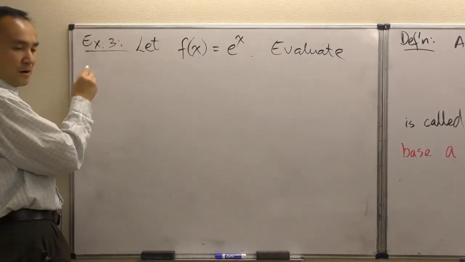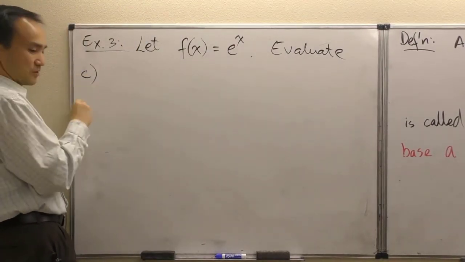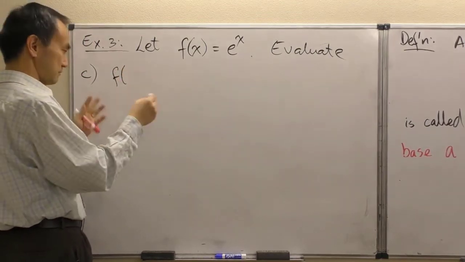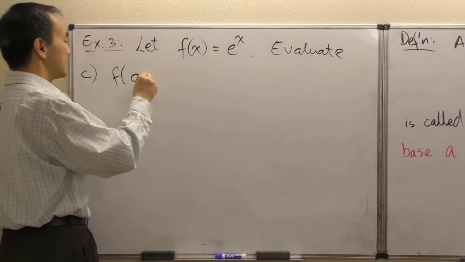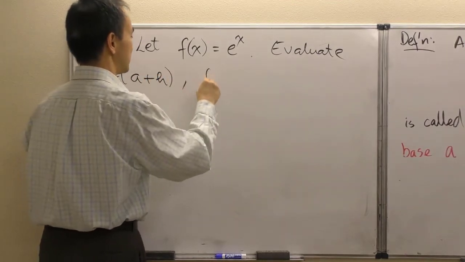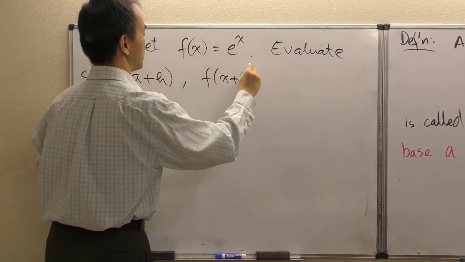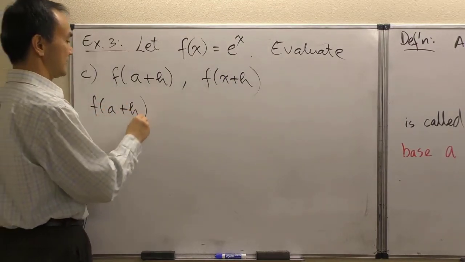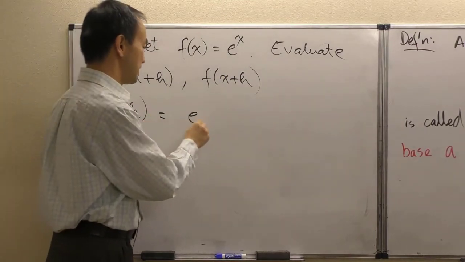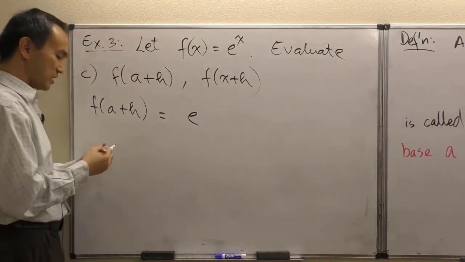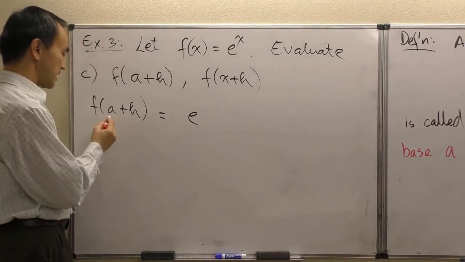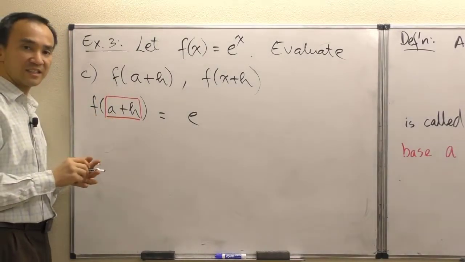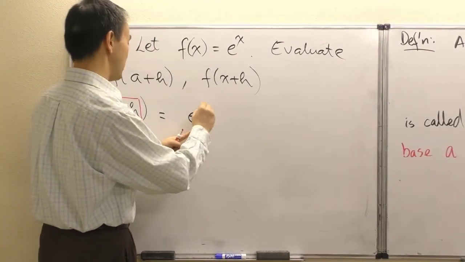All right, so part C of the example. Let's look at, and I'm repeating this part like in example 2, f of a plus h. And then here there's f of x plus h. Now for f of a plus h, our function is base e raised to the input, but the input is now the entire expression a plus h. So it's e to the input, and the input is a plus h.